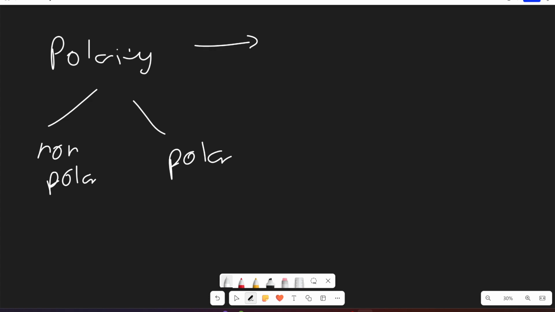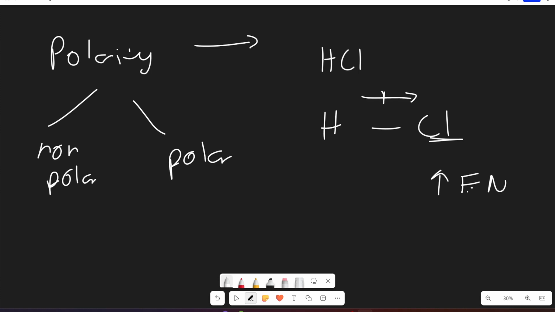If I were to give an example, let's say I have HCl, with H here and Cl here. Cl has a higher electronegativity, so it's going to pull all of the electrons this way. Therefore there's going to be a net dipole moment towards the Cl, because it has a higher electronegativity.